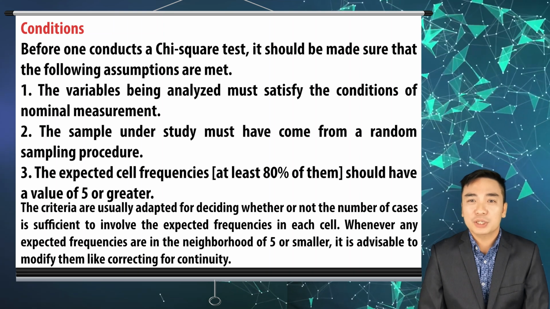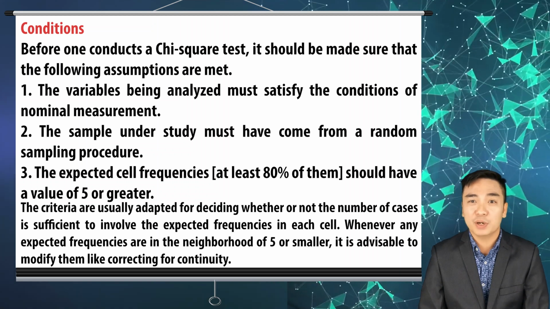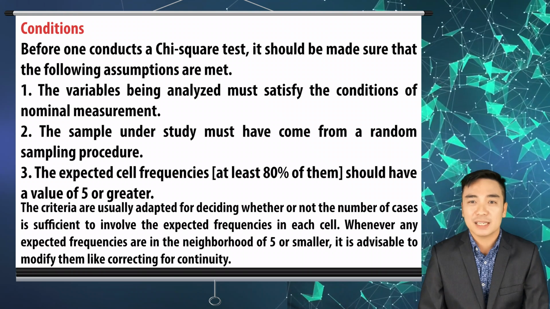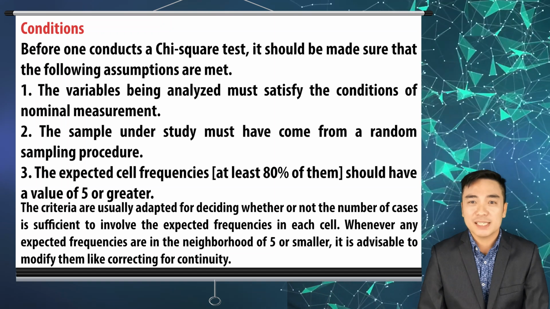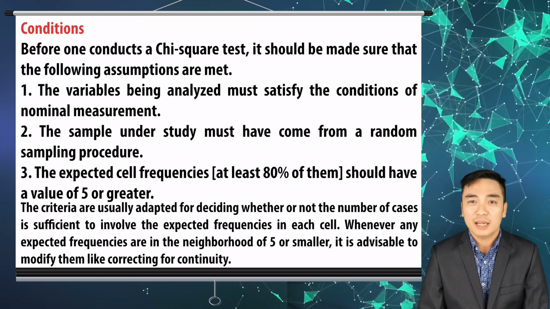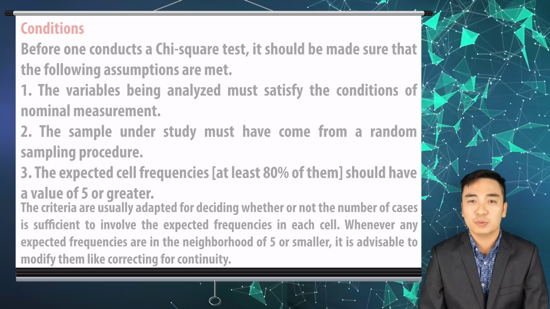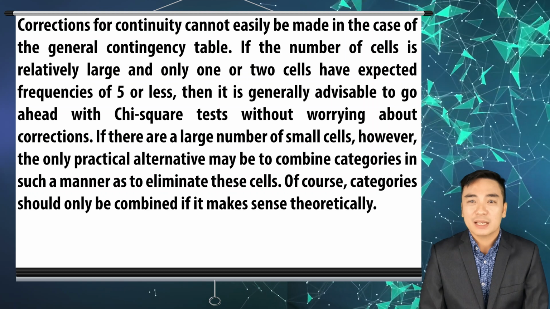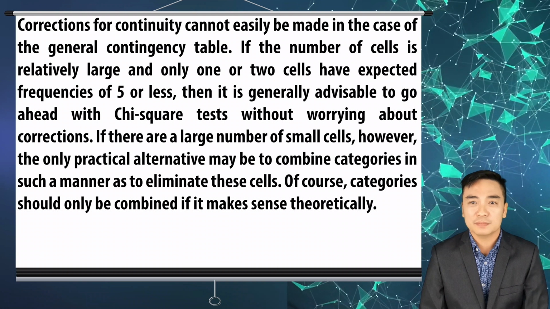The criteria are usually adopted for deciding whether or not the number of cases is sufficient to involve the expected frequencies in each cell. Where any expected frequencies are in the neighborhood of 5 or smaller, it is advisable to modify them, like correcting for continuity. Correction for continuity cannot easily be made in the case of a general contingency table.